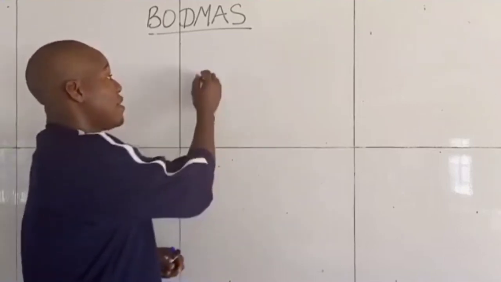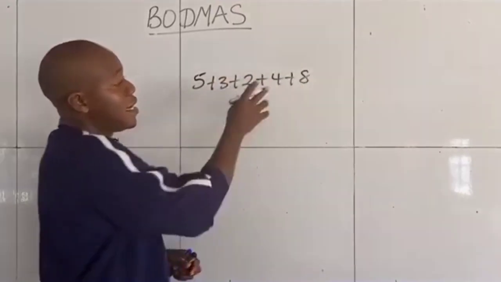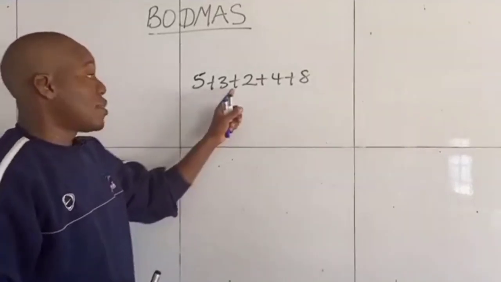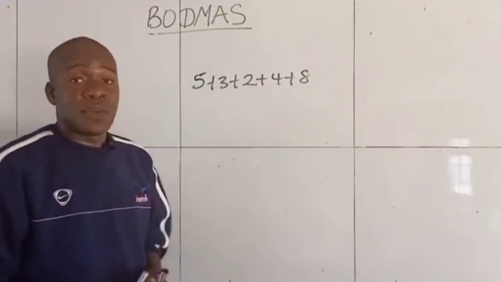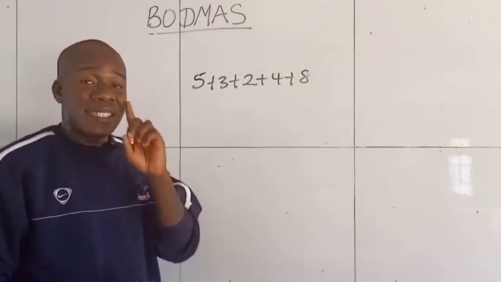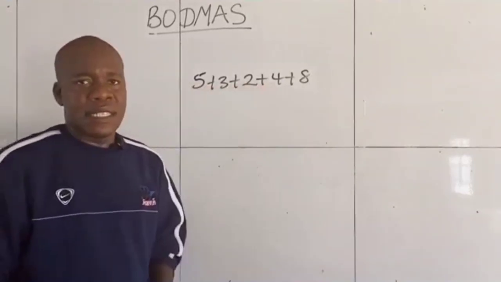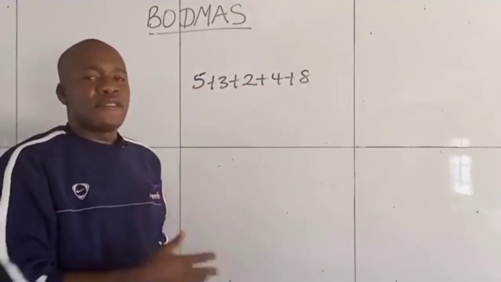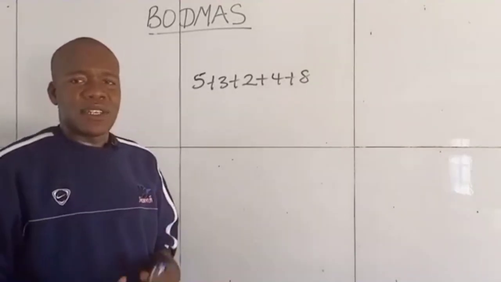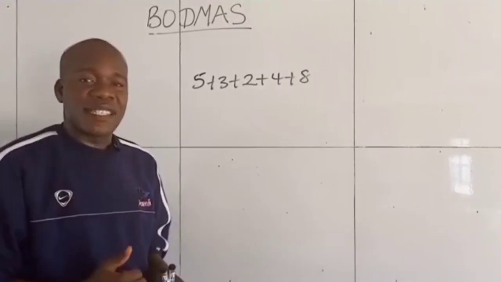For instance, if I have 5 plus 3 plus 2 plus 4 plus 8, look at this mathematical expression very clearly. You will notice the operations there: plus, plus, plus, plus. The same operation, we are adding all these numbers. So in this case, we don't talk about BODMAS because we have one single mathematical operation, which is addition. So we simply add the numbers, right? But if we have expressions with different operations, there is addition, subtraction, multiplication, division, brackets, exponents, and all of that, BODMAS comes in to guide us on which one to do first before the other.